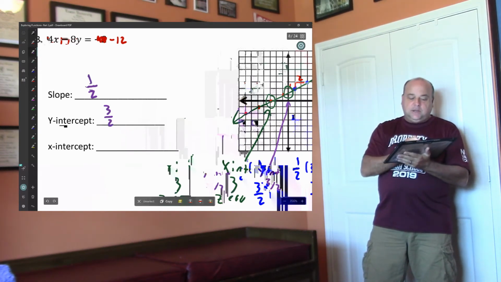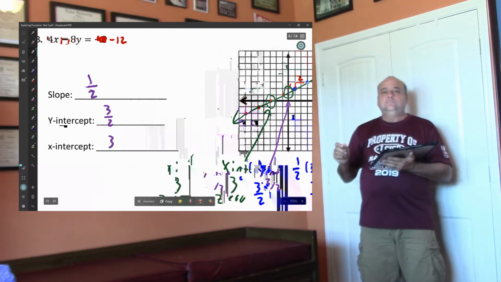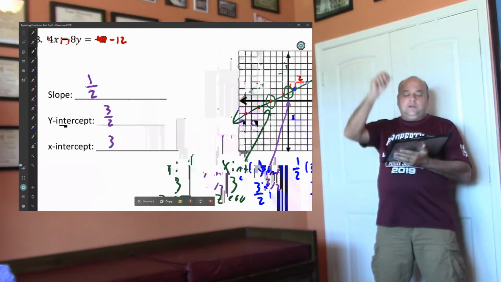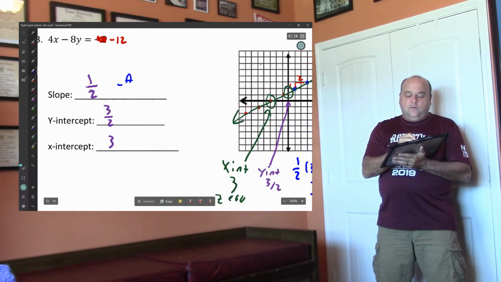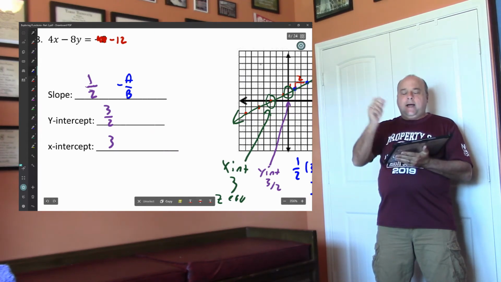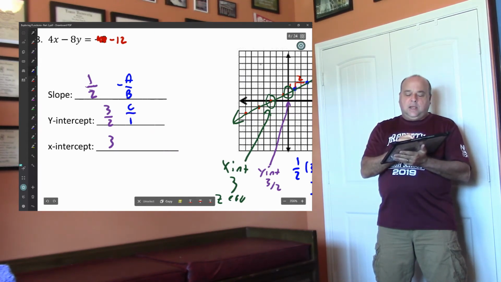And the x-intercept was 3, wasn't it? Okay, now look at what we just wrote up at the top. The slope, let me do this in a different color, write down negative A over B. The y-intercept was C over B. And the x-intercept was C over A.